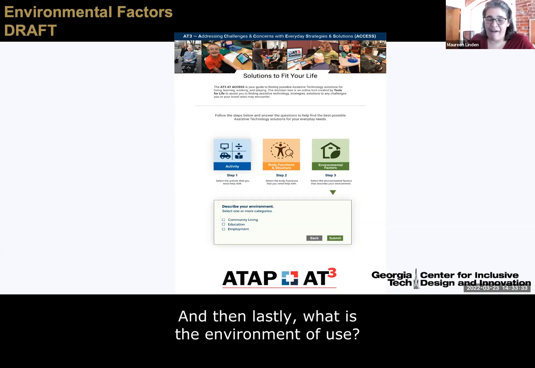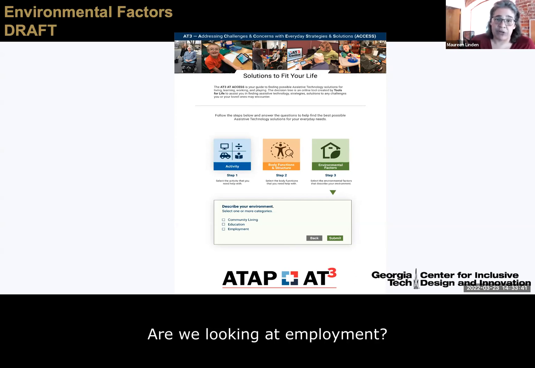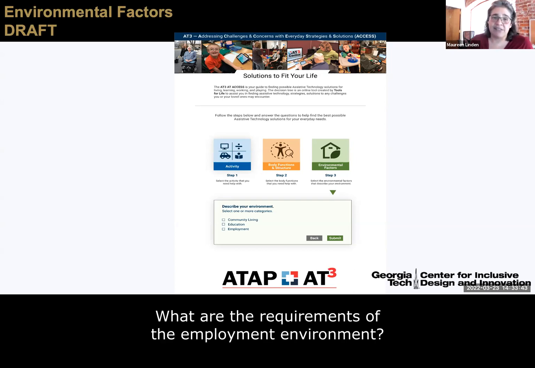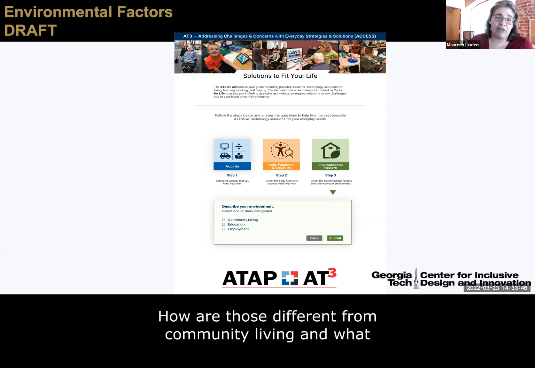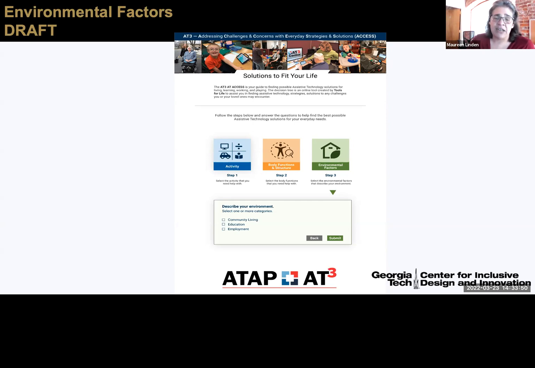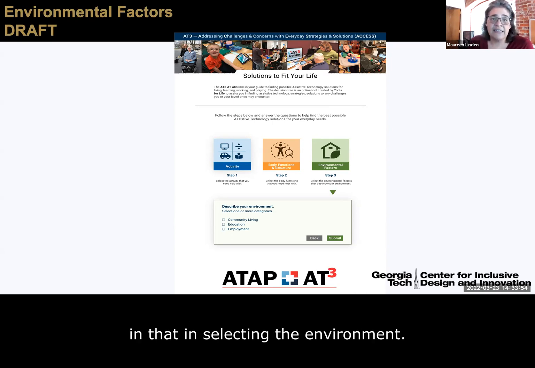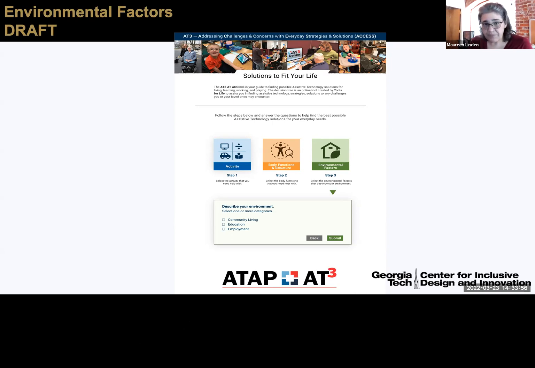And then lastly, what is the environment of use? This is again under the ICF AT providers recommendations. Are we looking at employment? What are the requirements of the employment environment? How are those different from community living, and what could we do in community that would be different? And also considering the factors that are involved in selecting the environment.